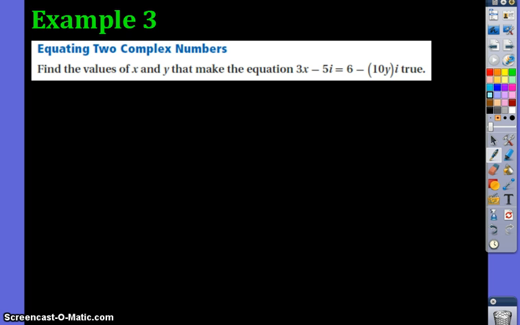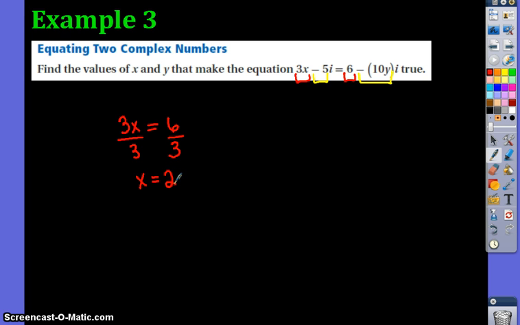All right, so we have 3x take away 5i is equal to 6 minus 10y times i. Remember, our real parts have to be equal to each other, and our imaginary parts have to be equal to each other. I'll do a little color coding here. This is real, and this is real, and this is imaginary, and this is imaginary. So our real parts have to be equal. 3x has to be equal to 6. We divide by 3, divide by 3, x is equal to 2.